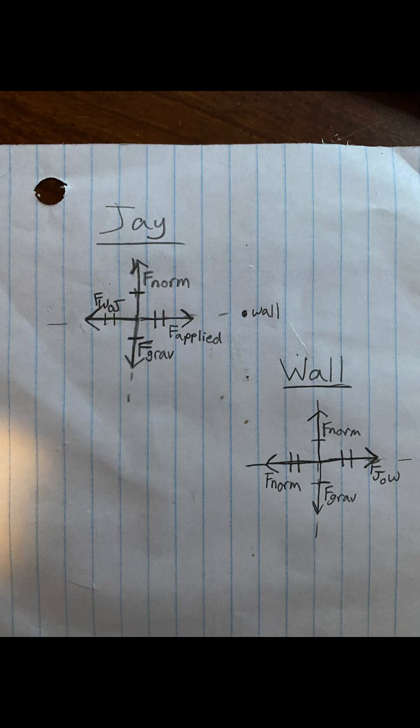These are force diagrams of Jay and the wall as Jay hit his head against the wall. The force of Jay on the wall and the force of wall on Jay are equal because they are third law pairs, which means they are equal and opposite to each other.